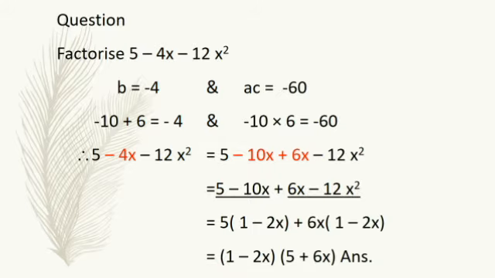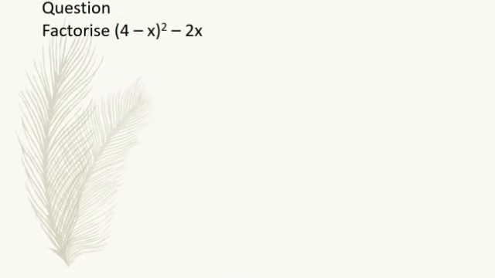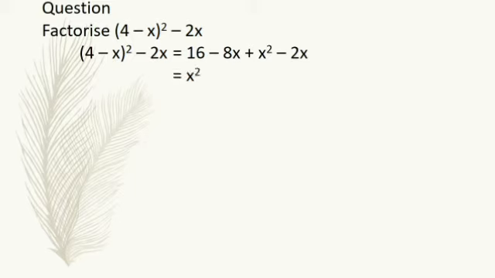Next question. Factorize (4 minus x) whole square minus 2x. Here we have to expand (4 minus x) whole square. It is in the form of (a minus b) whole square. So it can be written as 16 minus 8x plus x square minus 2x. Now by simplifying, we get x square minus 10x plus 16.